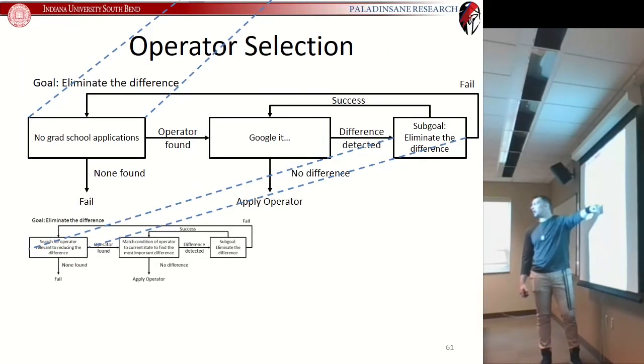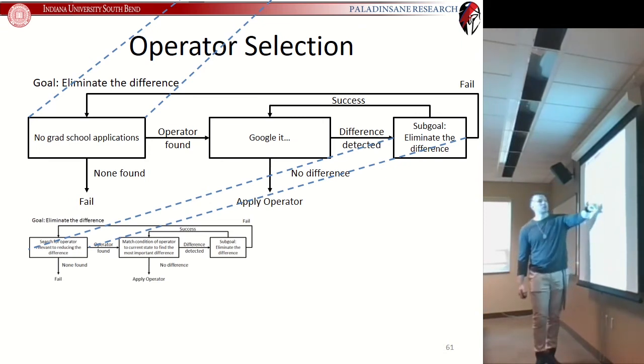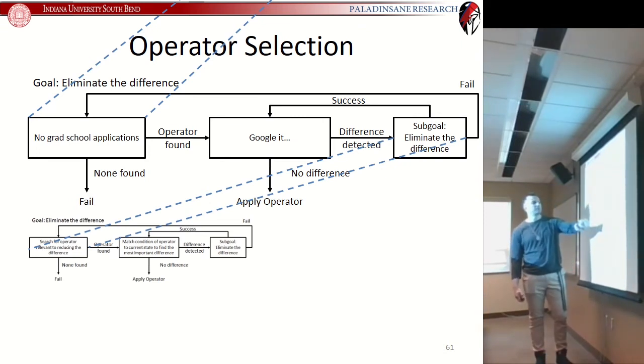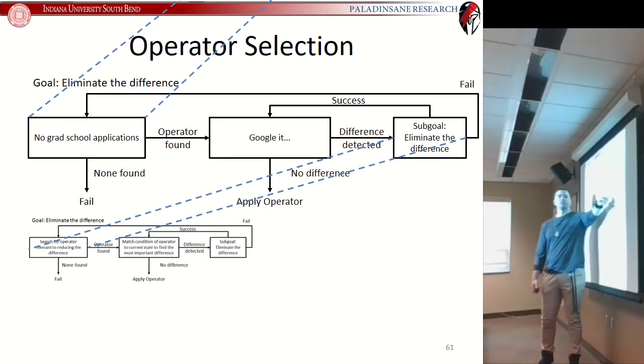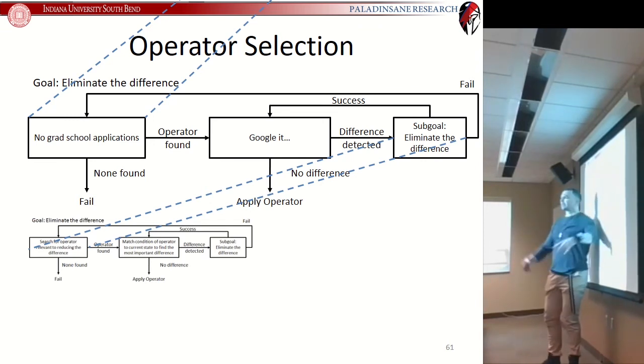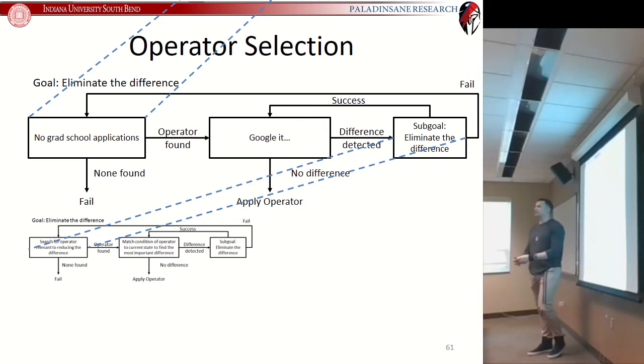So what can we do? What operator can we do? We can Google it. We can go to Google and say grad school programs in psychology. So now we're going to say, all right, if we can Google it, we apply the operator, right? We can reduce the difference. If, on the other hand, we want to do this and there's a difference detected, then we still have to create a sub-goal to eliminate that difference. So if I say to myself, all right, I need to find some grad school applications, my next step is to just Google it.